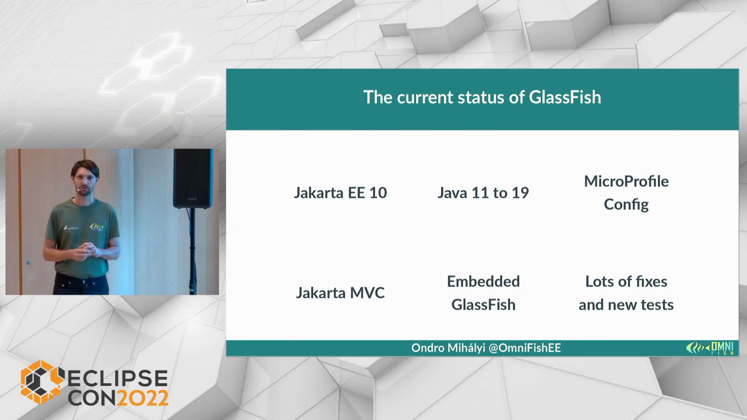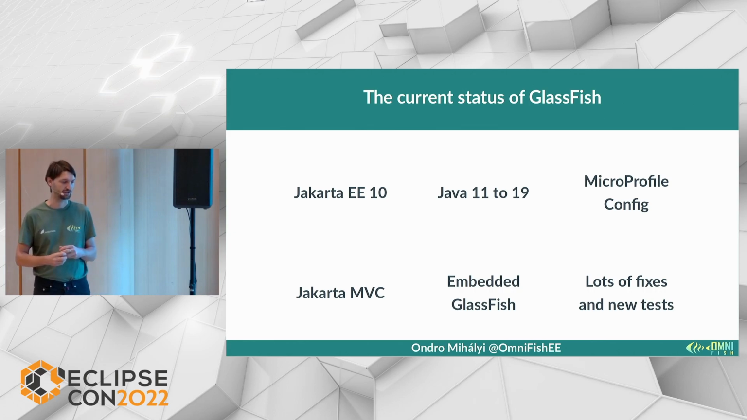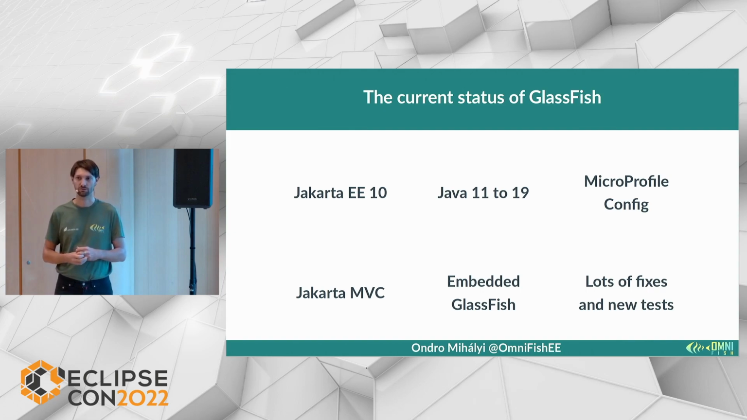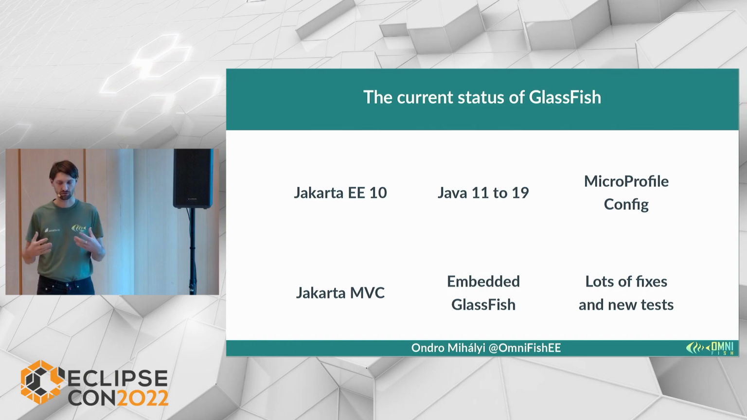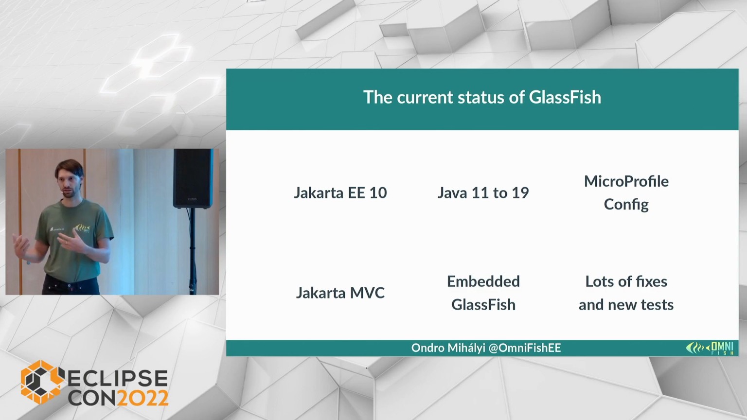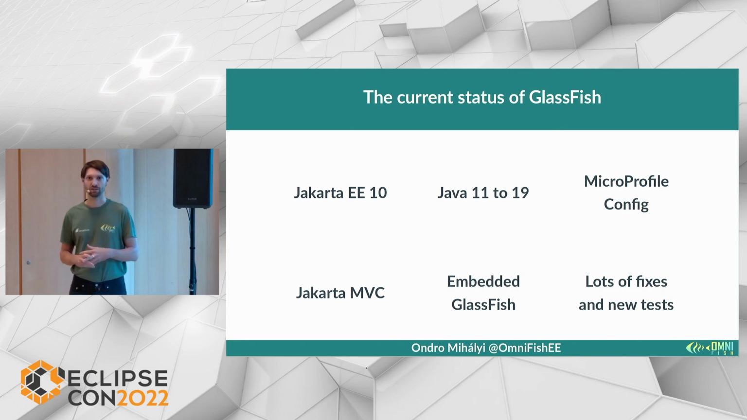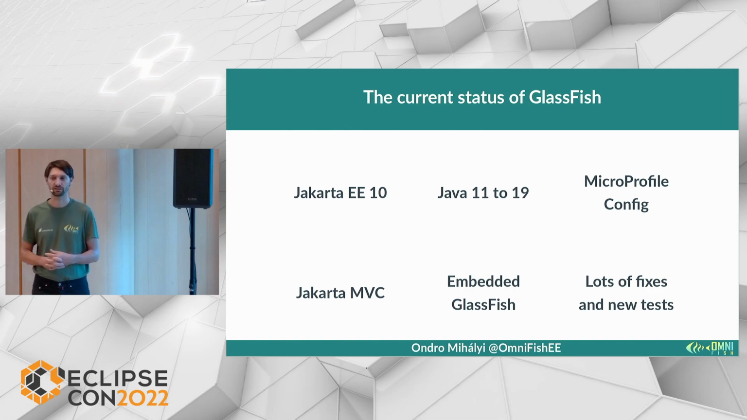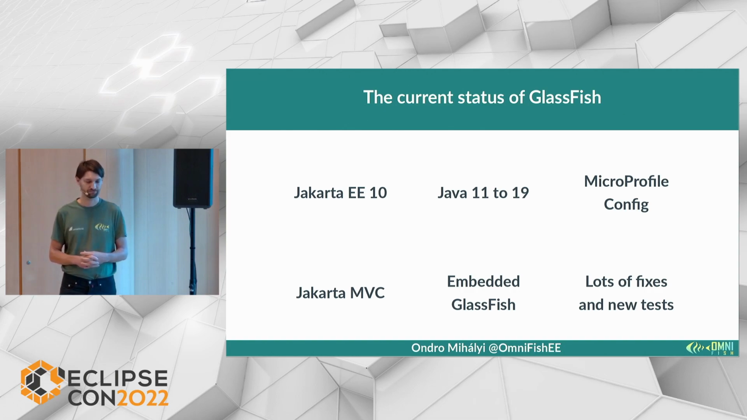And it was the first runtime to pass the Jakarta EE 10 TCK, so it was the first certified Jakarta EE 10 runtime. It runs on Java 11 to Java 19, so the source code was uplifted to run on any Java version, and it's kept that way. There are tests for any new Java version to verify that GlassFish works even on pre-builds or early access builds of the next Java version.